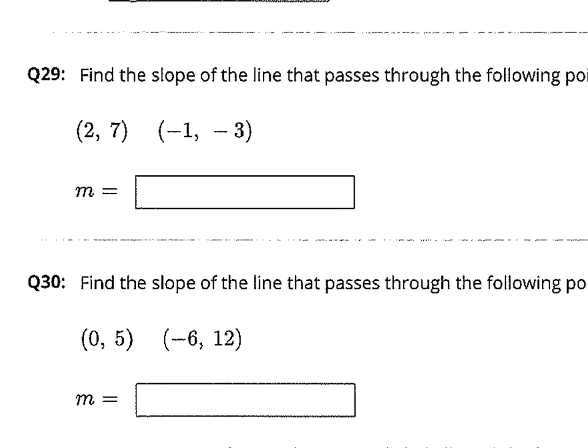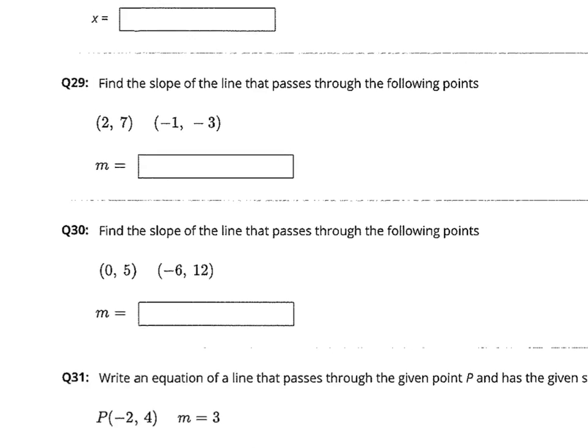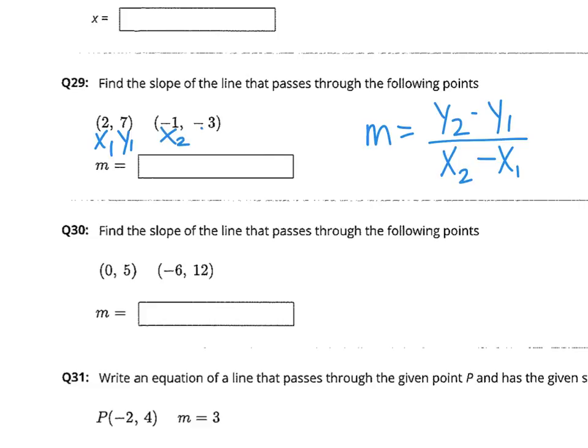Okay, we want to find slope. 29 and 30 are the same thing, so we'll just kind of blanket both of these. Remember, to find a slope, if they give you 2 points, slope is m, and it's y2 minus y1 over x2 minus x1. And again, label your points. Don't miss the problem just because we plug things in wrong, okay?